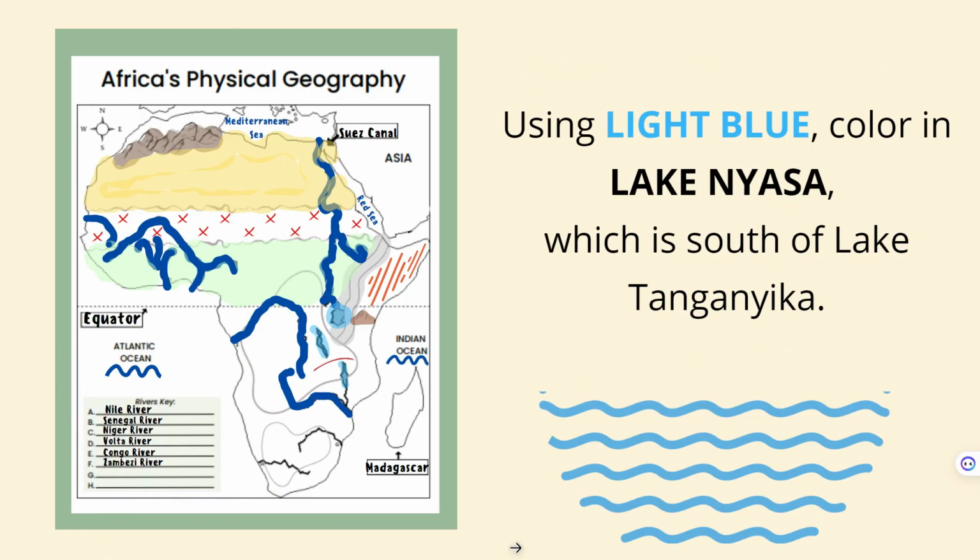Next, we're going to switch back to our light blue colored pencil. With our light blue colored pencil, we're going just below Lake Tanganyika to shade in another lake. This is Lake Nyasa. This lake is also sometimes called Lake Malawi. This lake was created as part of the East African Rift System, where it has filled in with water over time. It's the 9th largest freshwater lake on Earth.